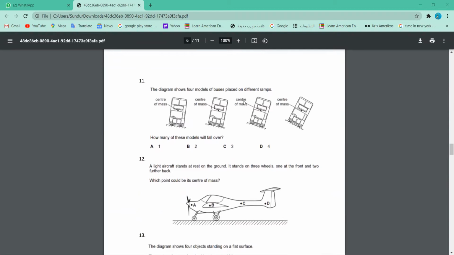Okay, question number 11. The diagram shows 4 models of buses placed on different ramps. How many of these models will fall over? Whoever answers will also tell me in short why he or she chose that answer. Zainab is the only one answering.